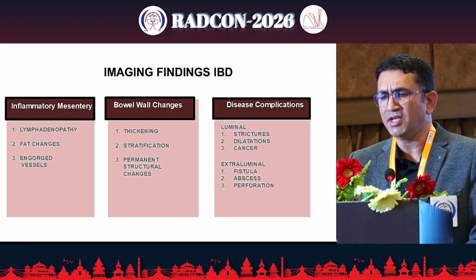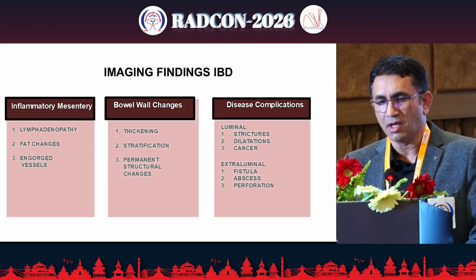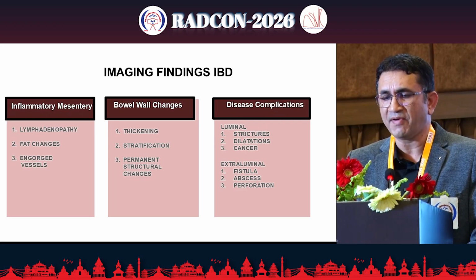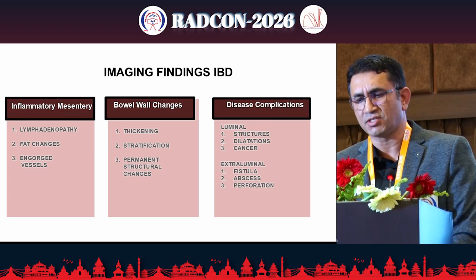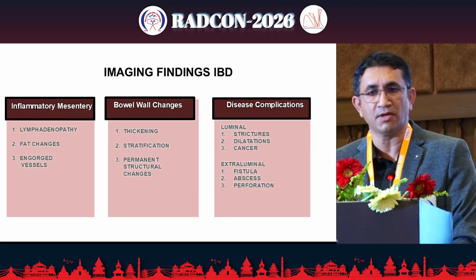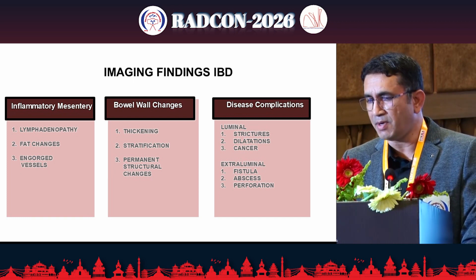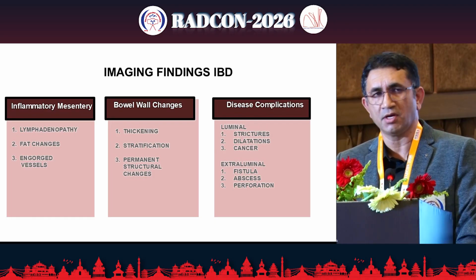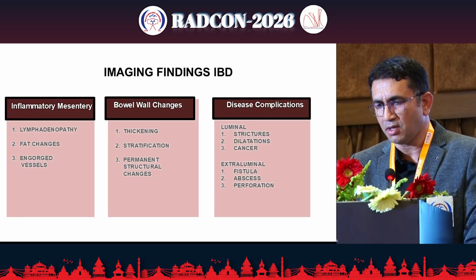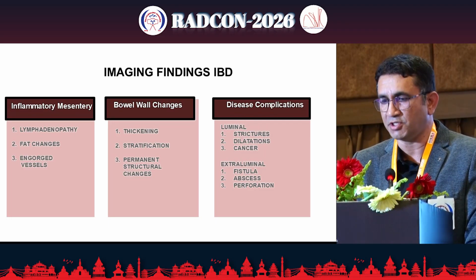So, imaging findings in IBD. First, the inflammatory mesentery, where we can see lymphadenopathy, fat changes, and engorged vessels. Then bowel wall changes like thickening, stratification, and permanent structural changes, and various complications, whether luminal or extraluminal. This is a pictorial representation of the involvement in inflammatory bowel disease.